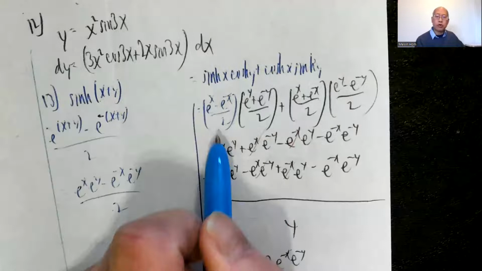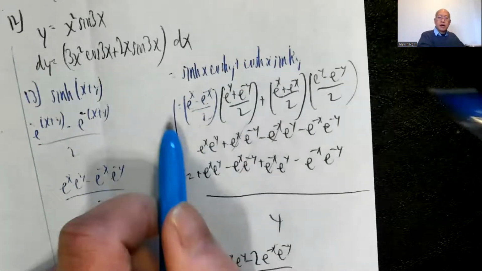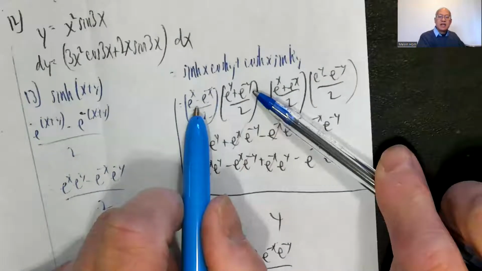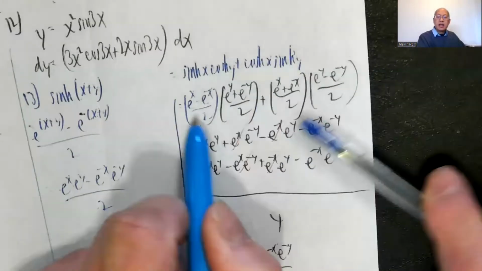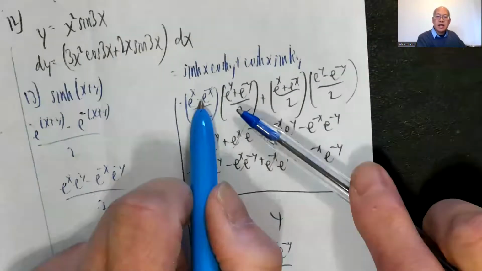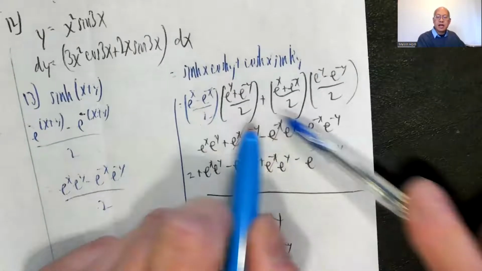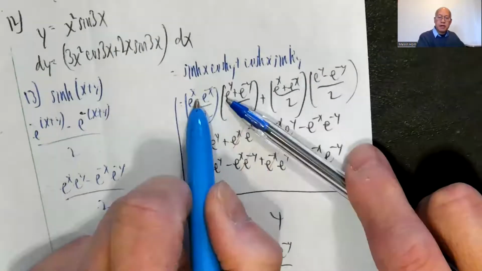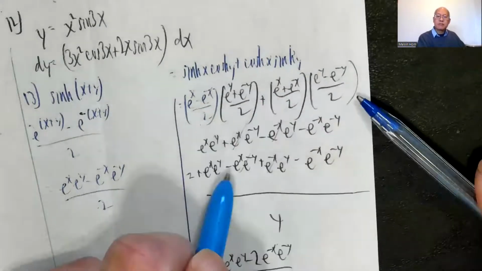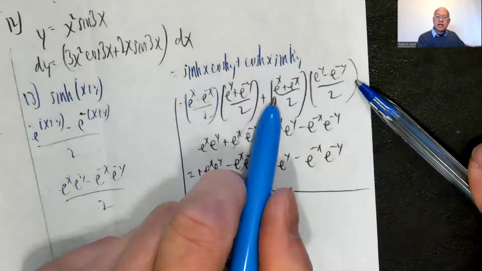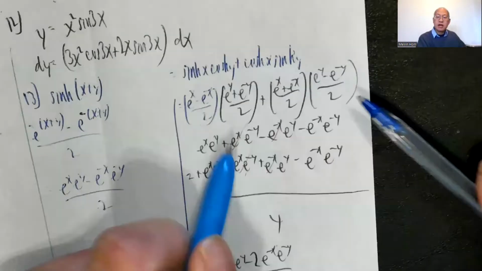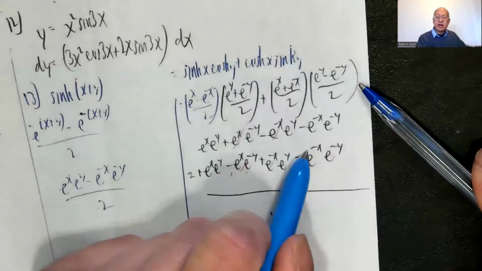So I have a common denominator of 4. FOIL this out. So e to the x, e to the y, plus e to the x, e to the negative y, minus e to the negative x, e to the y, minus e to the negative x, e to the negative y. So these 4 are from this. And then continuing here, FOIL this out, plus e to the x, e to the y, minus e to the x, e to the negative y, plus e to the negative x, e to the y, minus e to the negative x, e to the negative y.